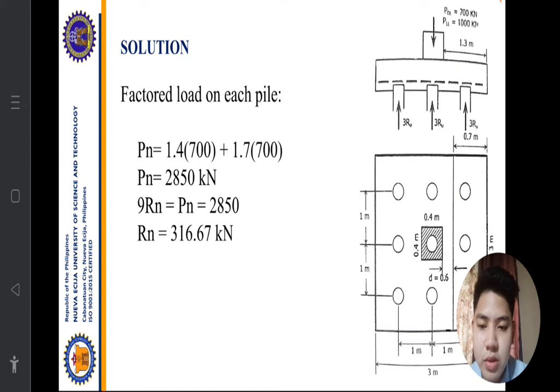Proceeding with our solution, factored load on each pile, Pu is equivalent to 1.4 times 700 plus 1.7 times 1,100. Therefore, our Pu is equivalent to 2,850 kilonewtons. Our 9Ru is equivalent to our Pu, which is 2,850. Our Ru, therefore, is going to be 316.67 kilonewtons. On the right side are the figures of our footing on pile cap.